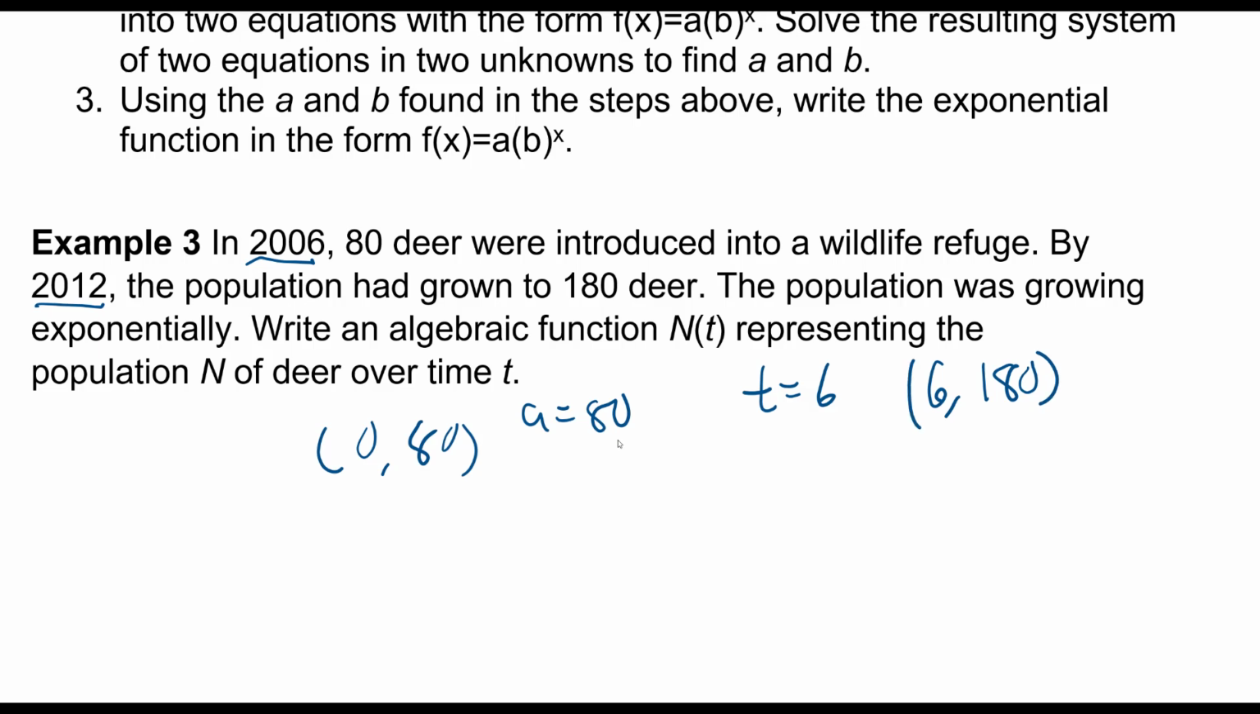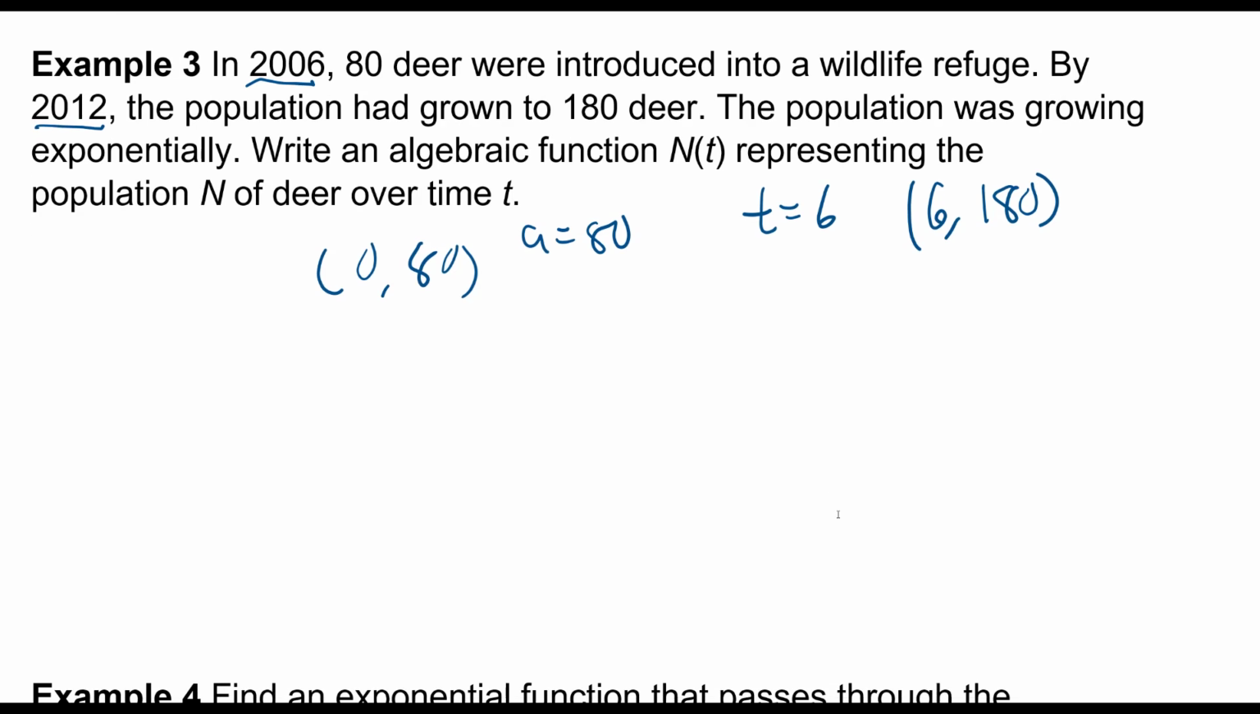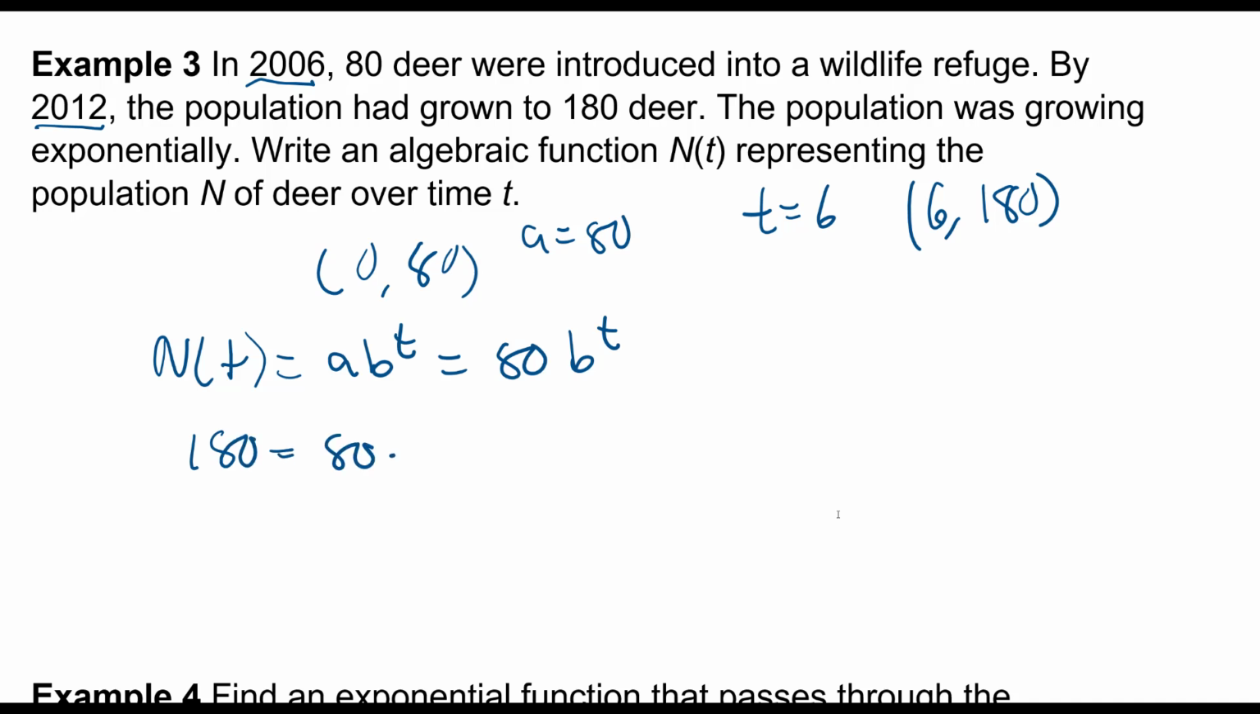Write an algebraic function, N(t), that represents the population, N for number of deer, over time t. So we have N(t) = a b^t, and that's going to be 80 times b^t. So now we can take the other point, (6, 180). So 180 replaces N(t), equals 80 times b to the 6th power.